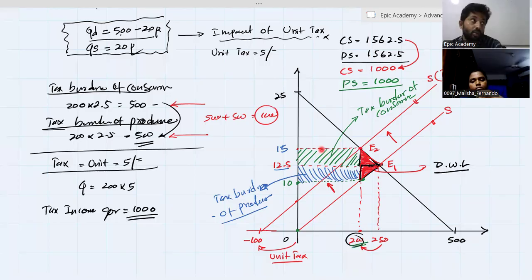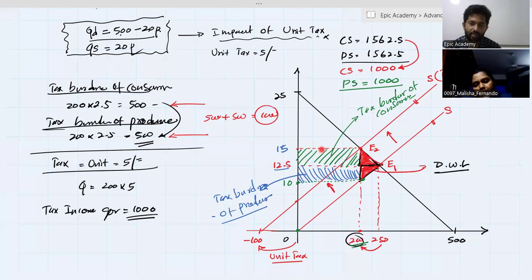Some questions ask you to calculate the dead weight loss area also. It is very easy. Use the triangle formula: half times length times height. No need to worry about the equations. We are not expecting equations each and every time. If you can calculate by using another tactic, it is okay with us. It's not like another subject. We are not expecting definitions or equations.